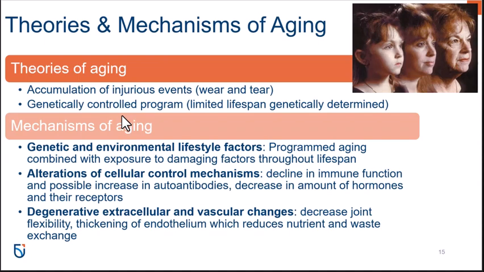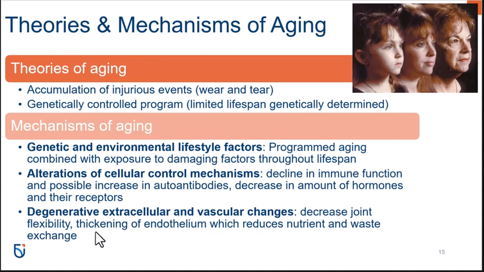But there are things that also can influence that when we look at the mechanism of aging. So genetic factors, absolutely, but environmental and lifestyle factors are huge as well. So we can make decisions that contribute to our rate of aging and, of course, our incidence of injury and disease. So even though genetics can play a role, we do have influence ourselves. With age too, there's changes in our cellular control mechanisms, decline in immune function, reduction in the amount of hormones in the body, so things are just not functioning as well as they once did.